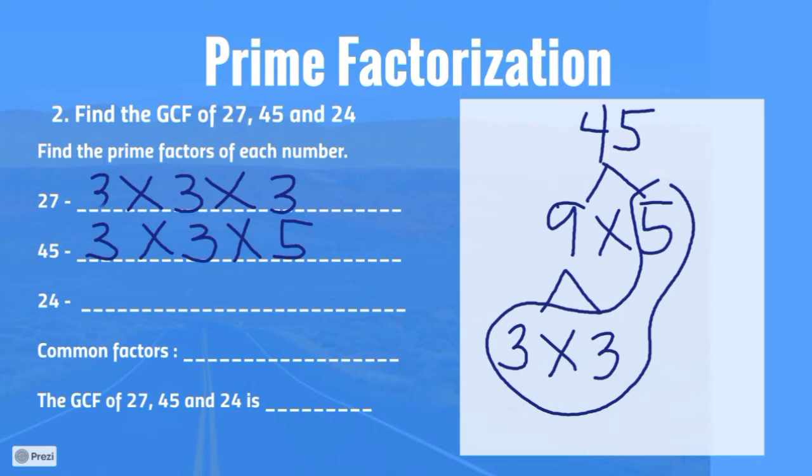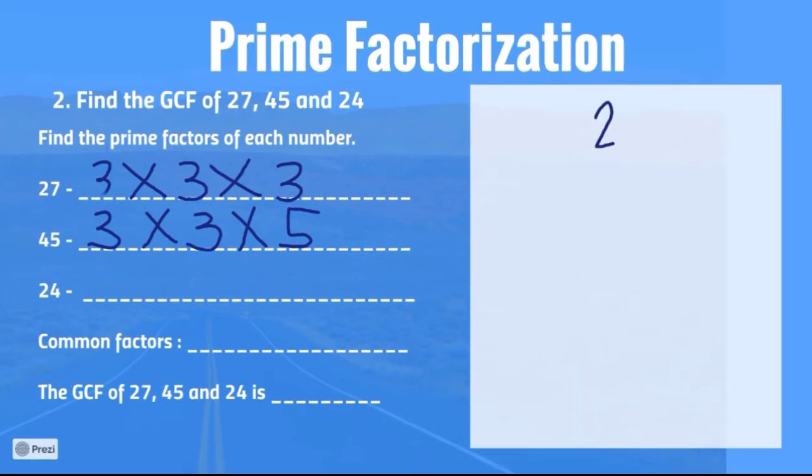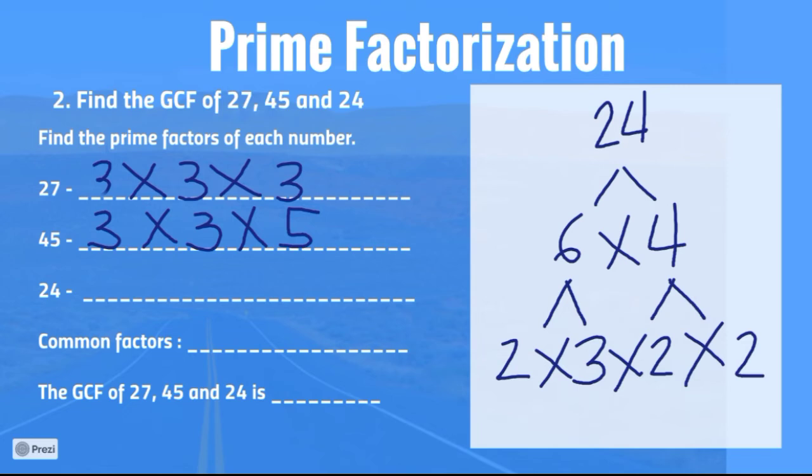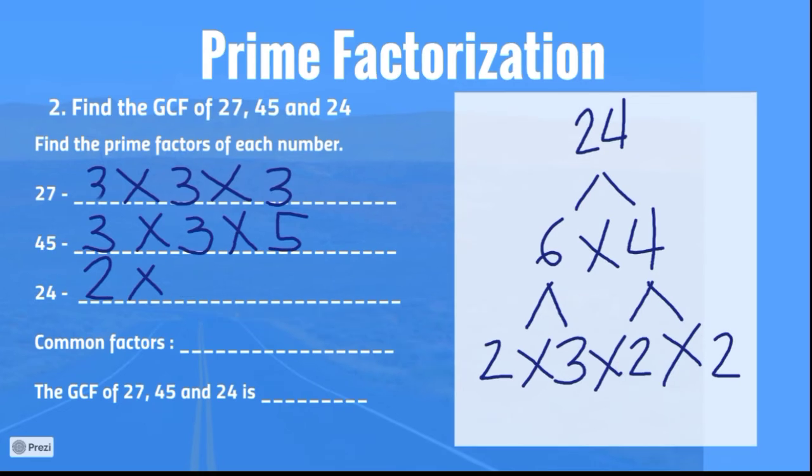Okay. Next is 24. So, 24, 6 and 4. Where 4 is even number, where 6 is even number, and 4 is an even number also. So, factors of 6, 2 times 3, factors of 4, 2 times 2. Okay, so let's enlist the factors of 24 here. So, 2 times 2 times 2 times 3.